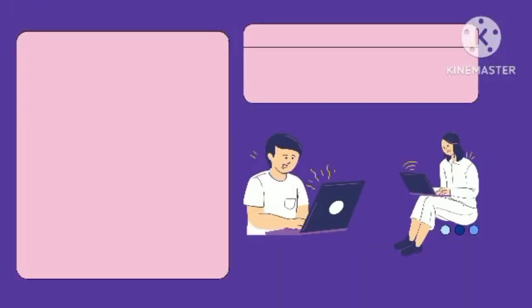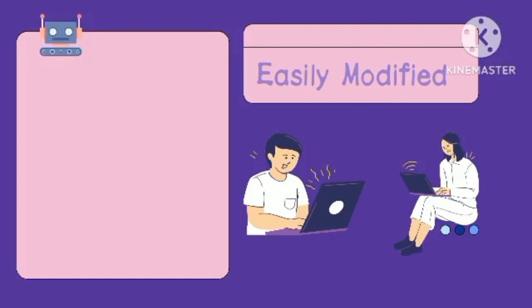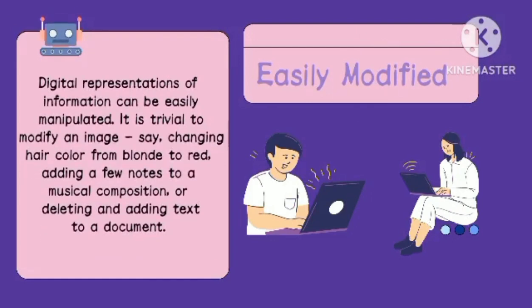The fourth one, it's easily modified. Digital representations of information can be easily manipulated. It is trivial to modify an image, say, changing hair color from blonde to red, adding a few notes to a musical composition, or deleting and adding text to a document.